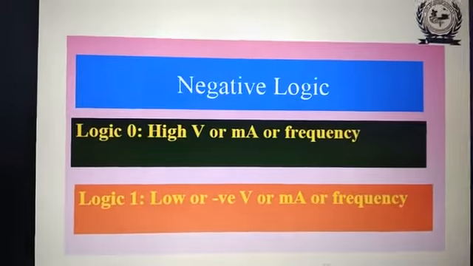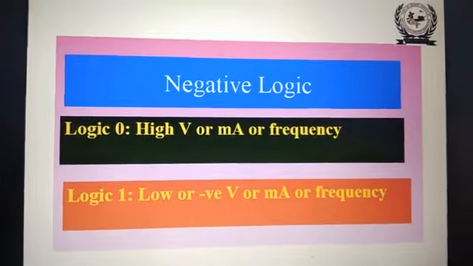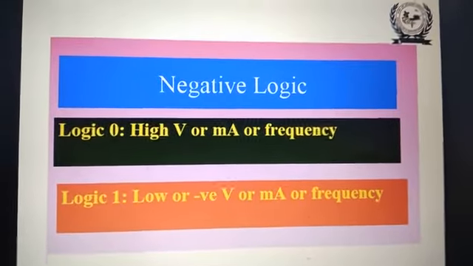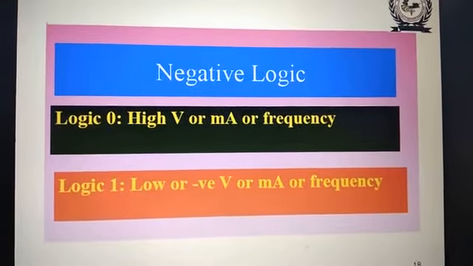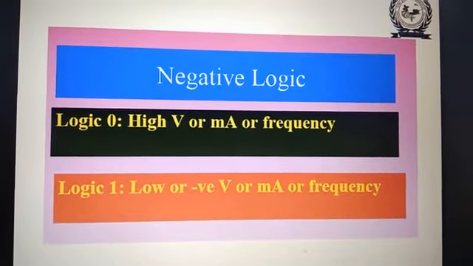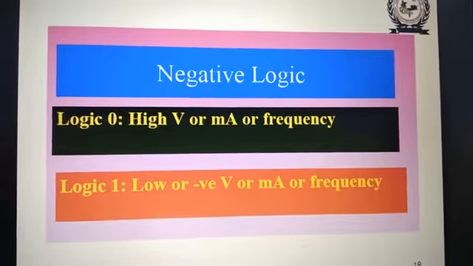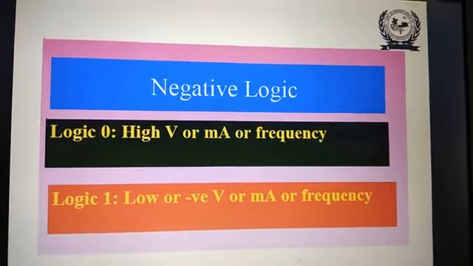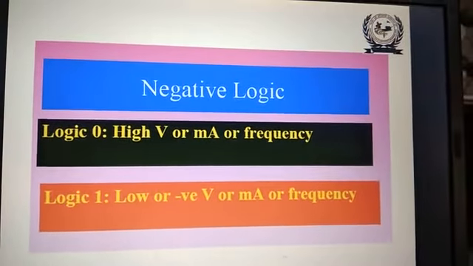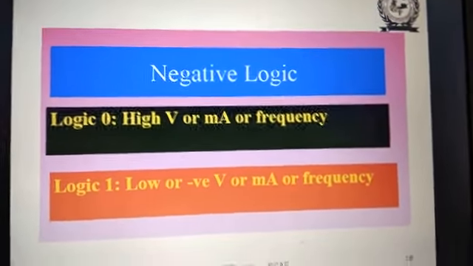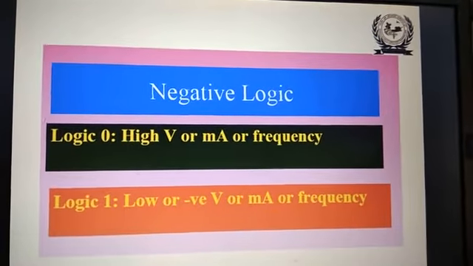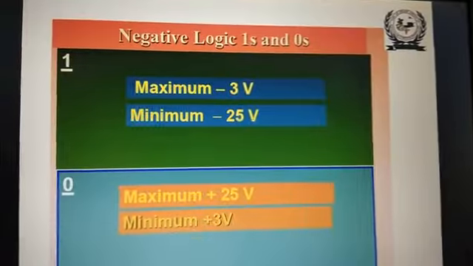Now negative logic. There are two logics, positive logic and negative logic. In positive logic, as we have defined, high is 1. In negative logic, logic 0 is defined as high voltage or milliampere or frequency, and logic 1 is defined as low or negative voltage or milliampere or frequency. It is just the opposite of positive logic. In positive logic, for high voltage we use 1 and for low voltage we use 0. In negative logic, logic 0 is used for high voltage and logic 1 is used for low voltage. Negative logic is opposite to positive logic.